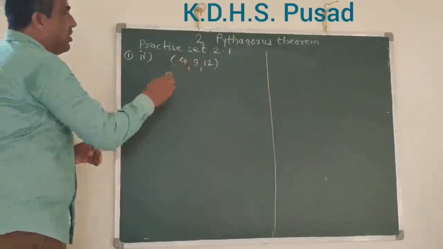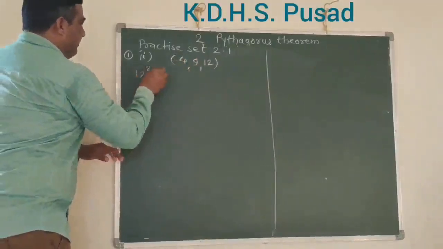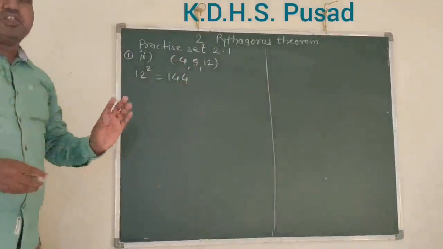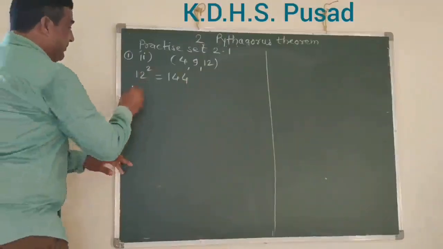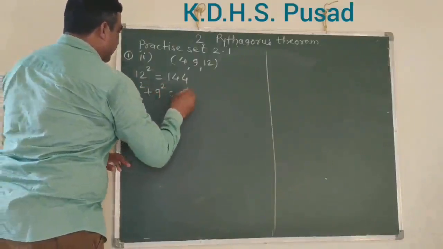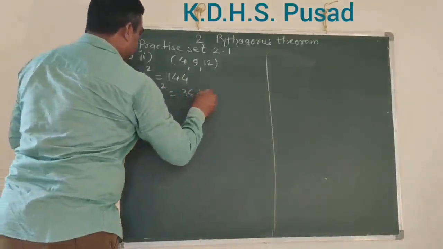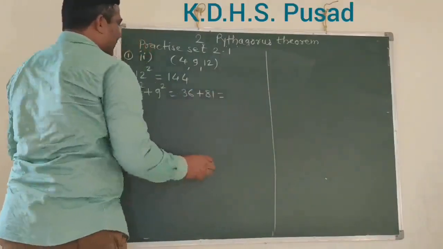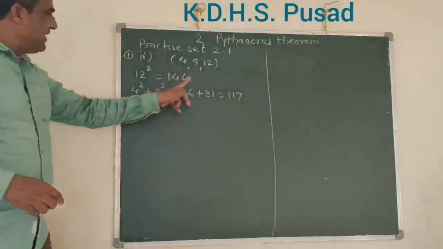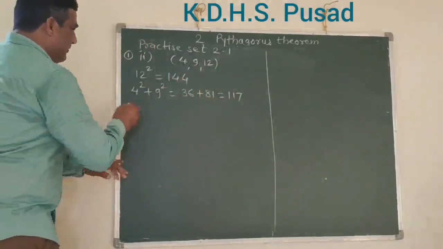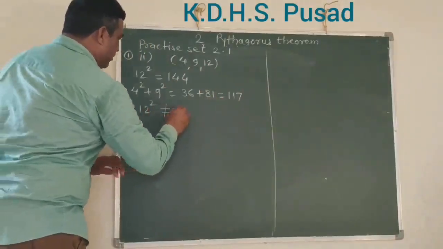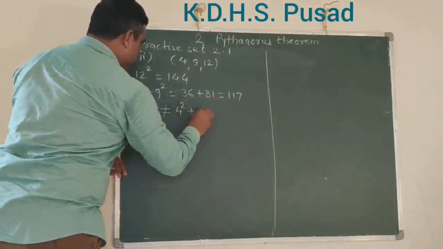Here, take the longest side, 12 square, which is 144. Then find the sum of squares of the remaining two sides: 4 square plus 9 square, that is 36 plus 81, which is 117. Now check whether they are equal or not. Not equal. Therefore, 12 square is not equal to 4 square plus 9 square.